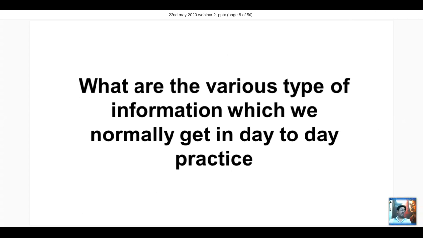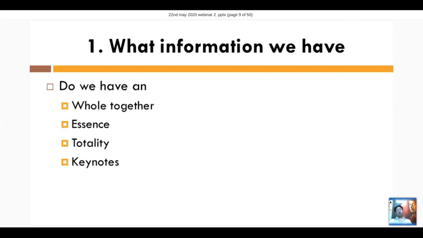So to start with, first we should know what type of information we normally get in day-to-day practice, right? Whenever a patient comes to us, what type of information does he give us when we take his case? There are a few types of information which we normally get. Sometimes we get the whole together.